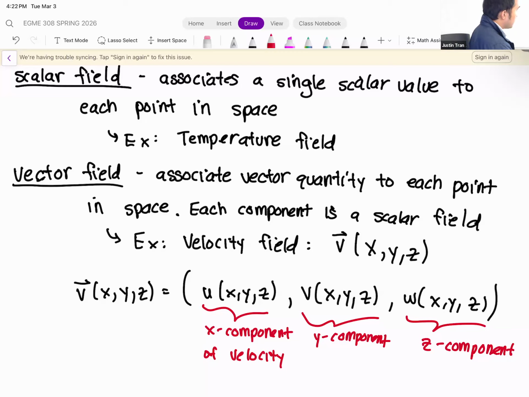Okay. Any questions on this so far? All right. The concept of fields is going to be pretty pervasive for the next two, three, four weeks here, depending on how long it takes us to get through this section. So it definitely helps to be familiar with it.